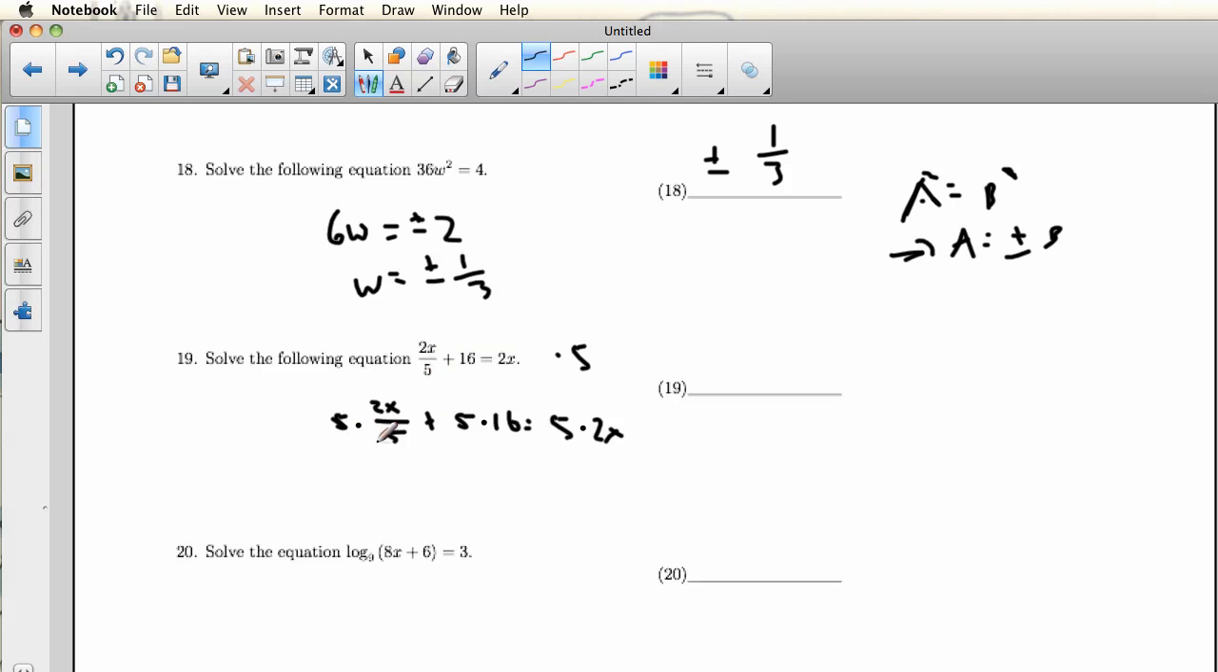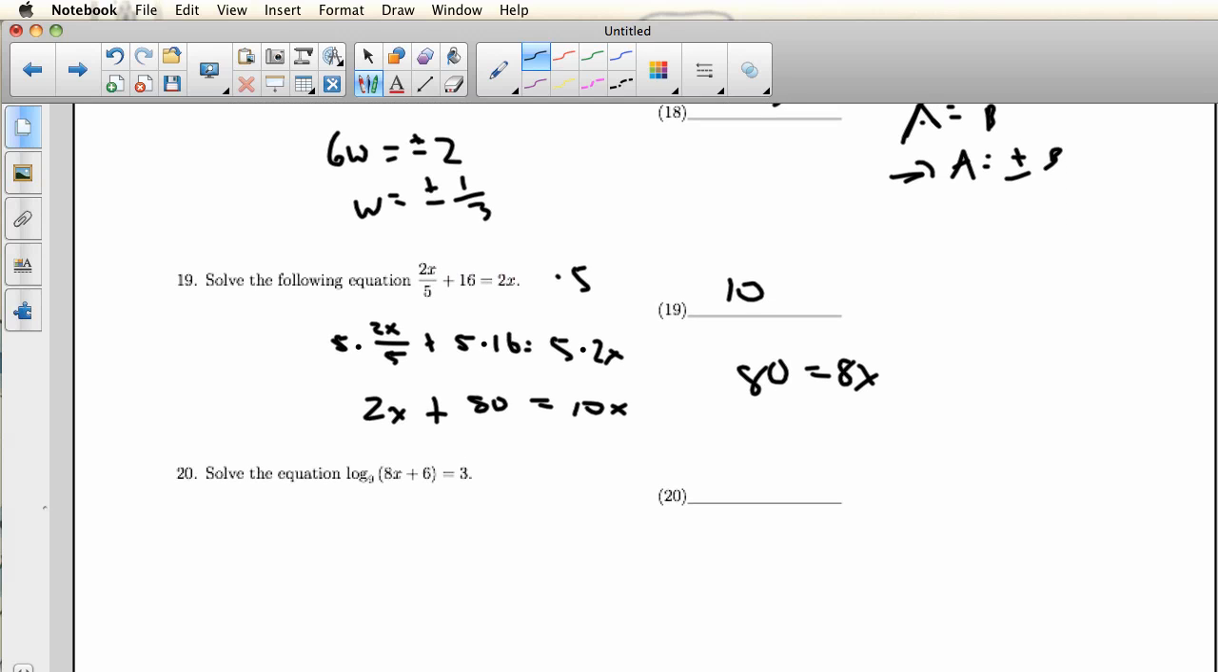So here, these 5s cancel out, so I have 2x. That was the whole point. That gets rid of the fraction. 5 times 16 is 80, and this side we have 10x. So now it's easy enough to subtract 2x from both sides. 80 is 8x, so x is 10. It's a nice number. It's easy to check. 2 times 10 is 20. 20 over 5 is 4. 4 plus 16 is 20. So that does work.